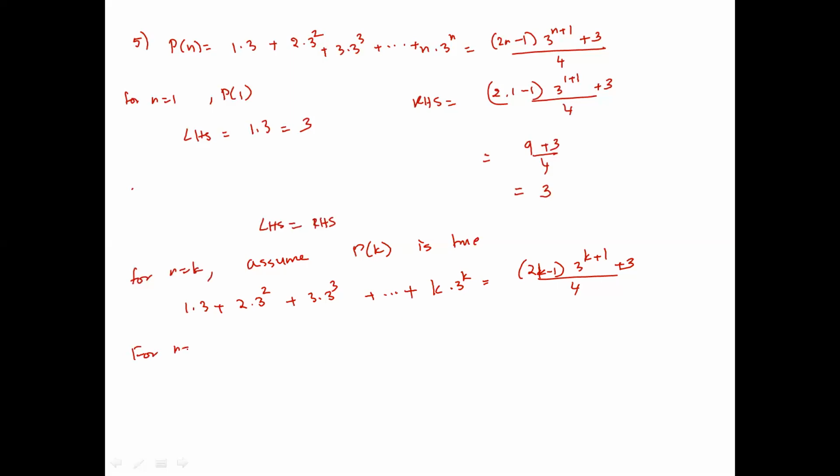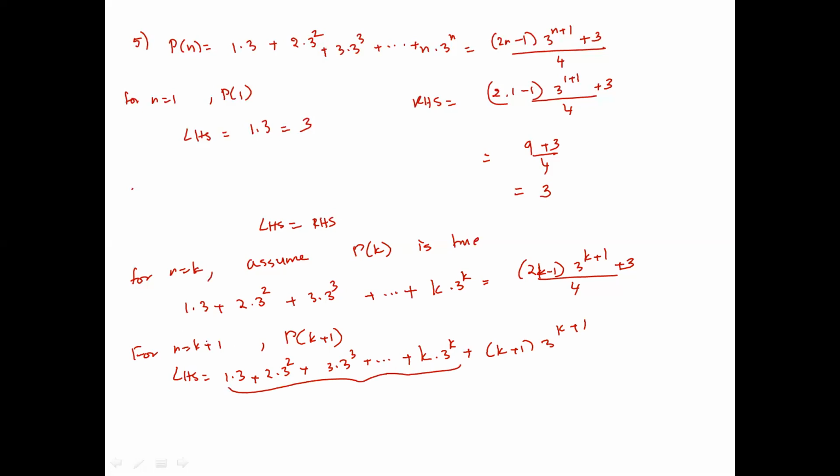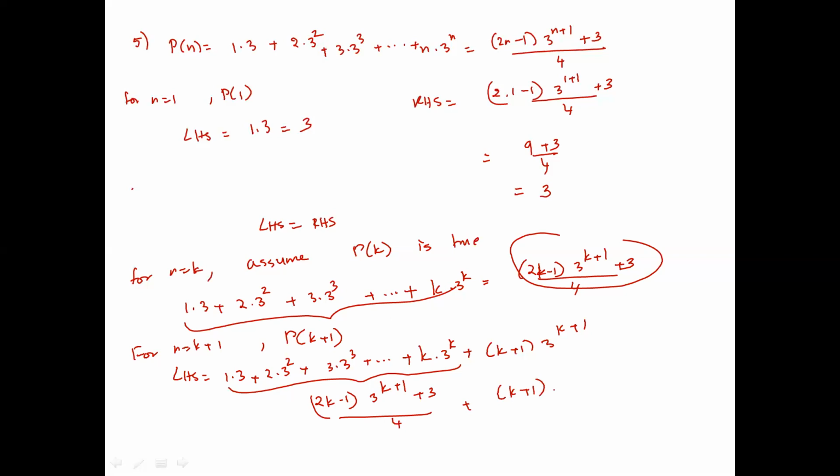Now finally, for n equal to k plus 1, we will take P of k plus 1, but we will take only left side. 1 into 3 plus 2 into 3 square plus 3 into 3 cube. First, we will have k into 3 power k, but after that, we will have k plus 1 into 3 power k plus 1. Now, these first few terms, you can see P of k, and you can use that. That is 2k minus 1 into 3 power k plus 1 plus 3 by 4 plus k plus 1 into 3 power k plus 1.